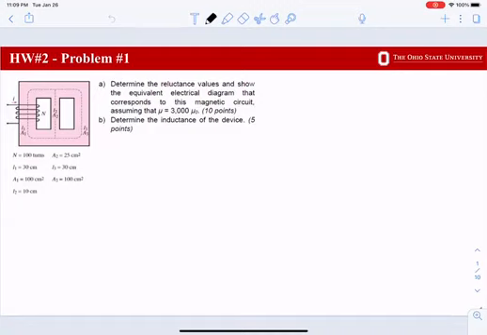This is for problem 1. Problem 1 asks you to determine the total reluctance of this magnet structure. For that, at first you need to draw the equivalent circuit.